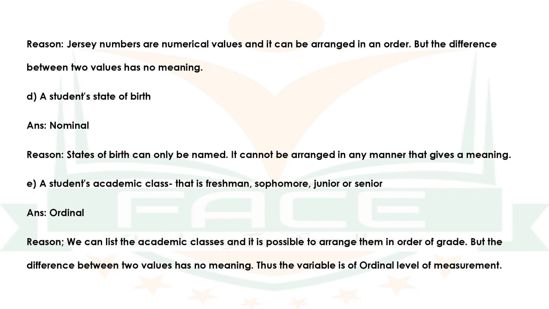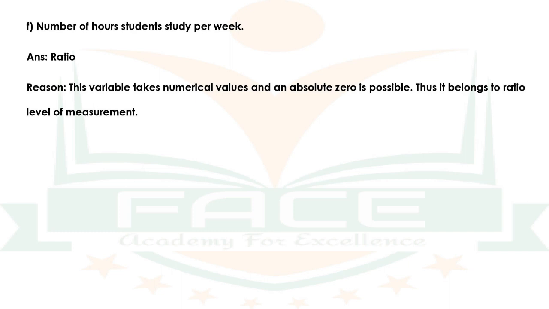Our next example is number of hours students study per week. The answer is ratio. It is because these values take numerical values and an absolute zero is possible. Thus, it belongs to ratio level of measurement.